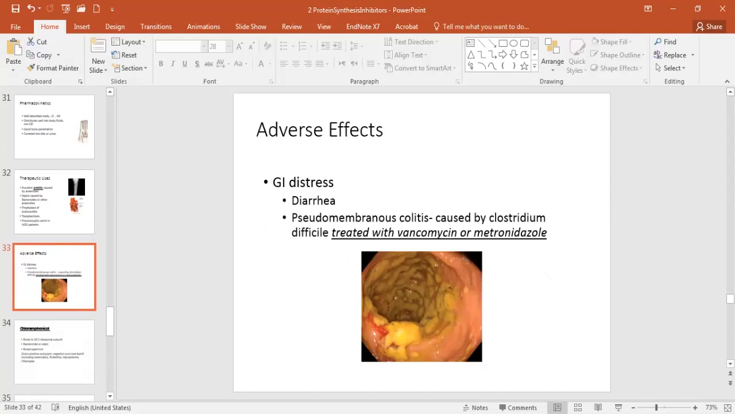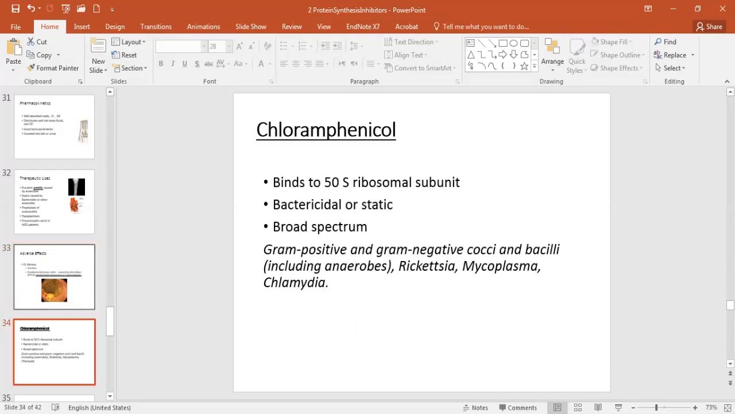Adverse effects: GI distress, diarrhea, and pseudomembranous colitis. It is caused by Clostridium difficile. If you want to treat pseudomembranous colitis, as you can see in this image, you see sloughing or necrosis of the intestine because of the huge growth of Clostridium difficile, and thus you need to treat it with vancomycin or metronidazole, Flagyl. Now chloramphenicol. Chloramphenicol is a drug whose use is now very limited.